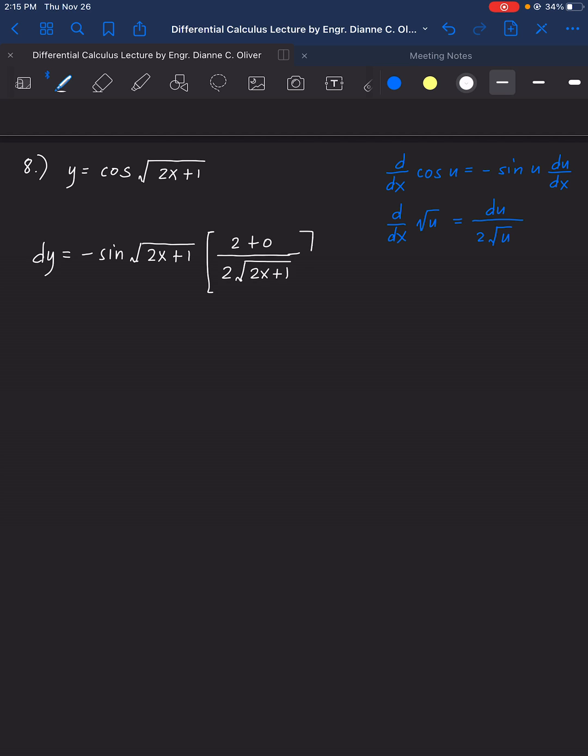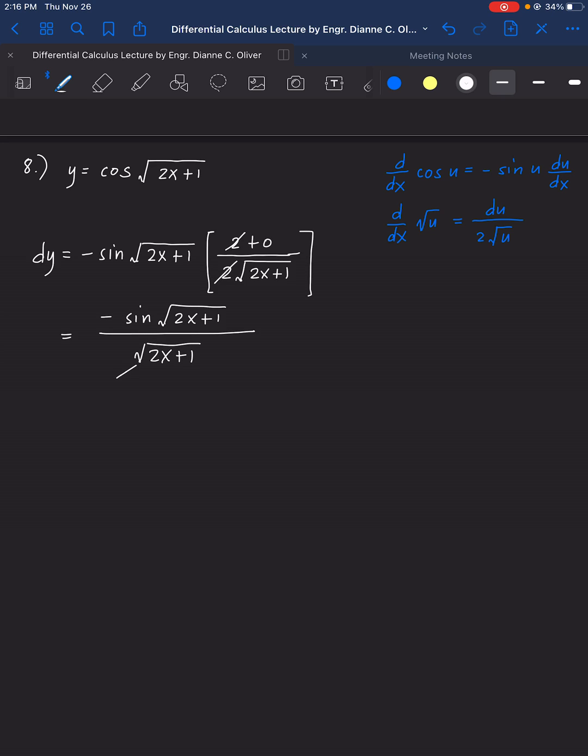So you have noticed there's a lot of u here, so I'm doing it directly. So we can now cancel the 2 here, since it's 0 here. So the final answer here is negative sine square root of 2x plus 1 all over square root of 2x plus 1.